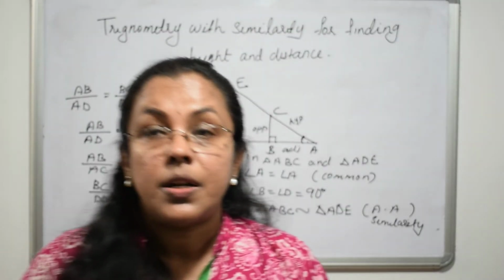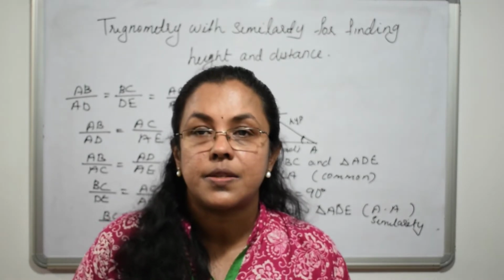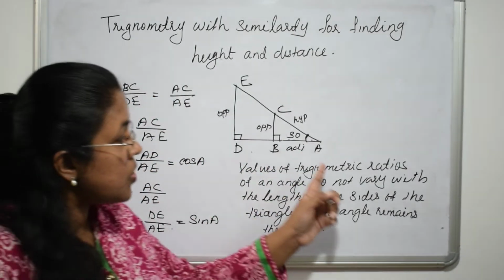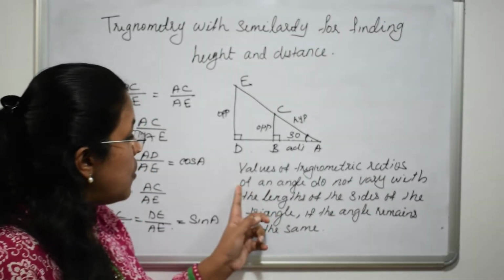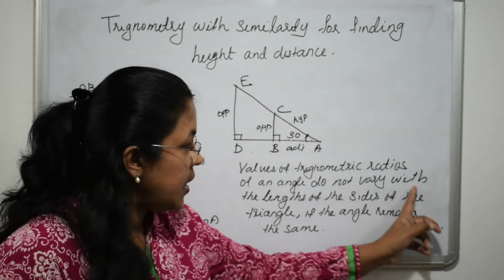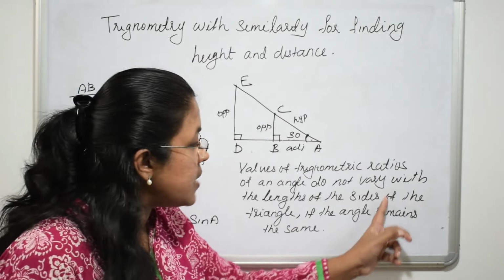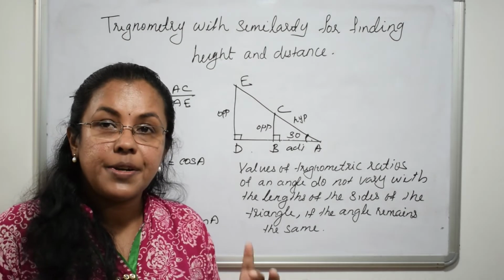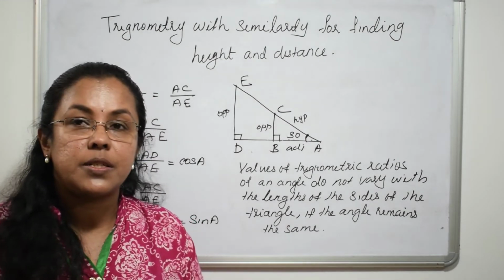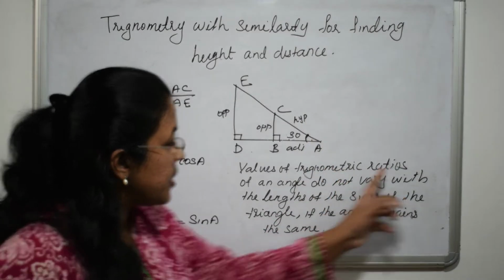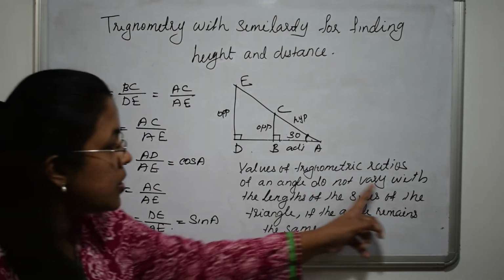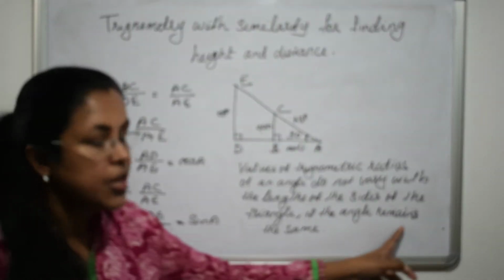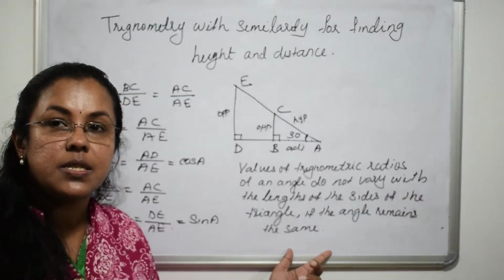What is the conclusion of all these things? We can conclude it like this. Values of trigonometric ratios of an angle do not vary with the lengths of the sides of the triangle if the angle remains the same. I am reading it one more time and I will explain it. Values of trigonometric ratios of an angle do not vary with the lengths of the sides of the triangle if the angle remains the same.